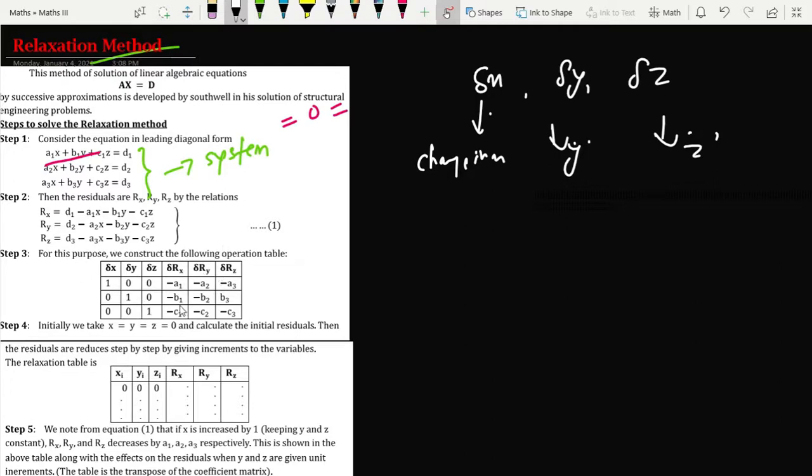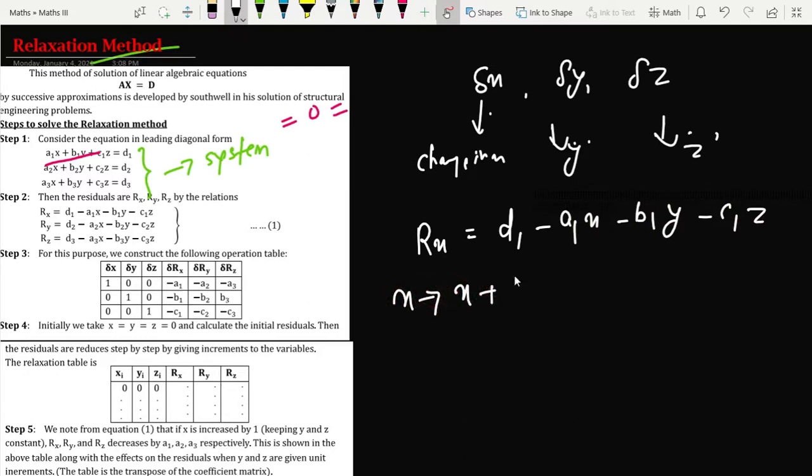We discuss this step by step. Suppose I have one equation, Rx, given by d1 - a1x - b1y - c1z. Suppose I change x to x + delta x.